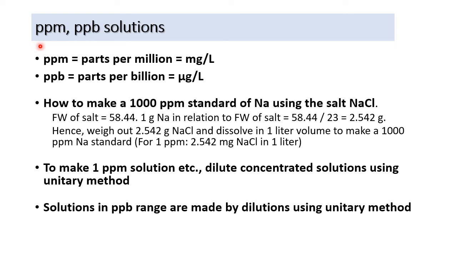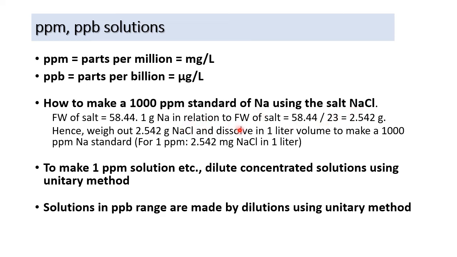Sometimes you have to make solutions in ppm or ppb, parts per million or parts per billion. So ppm is just milligram dissolved per liter, and ppb is microgram dissolved per liter. I give you an example of making a solution of 1000 ppm of sodium using sodium chloride. The formula weight of sodium chloride is 58.44. Here we want to calculate the amount of sodium in sodium chloride, because we are interested in making 1000 ppm of sodium, not of sodium chloride.